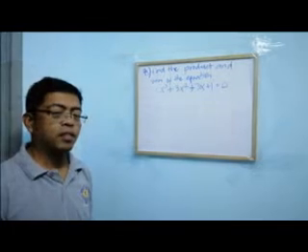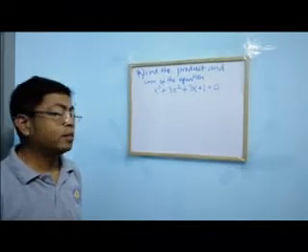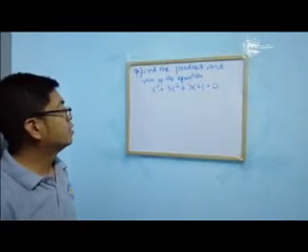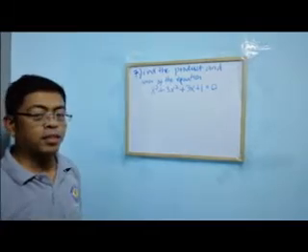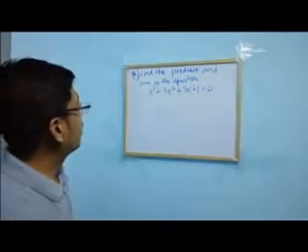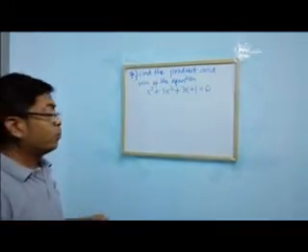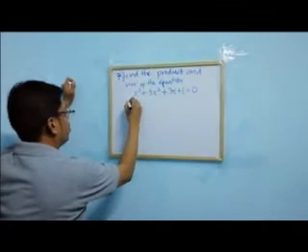The next example, I choose problem number 7. Find the product and sum of the roots of the equation x cubed plus 3x squared plus 3x plus 1 equals 0. To get the product and sum, we need to get all the roots, so we need to factor this equation.